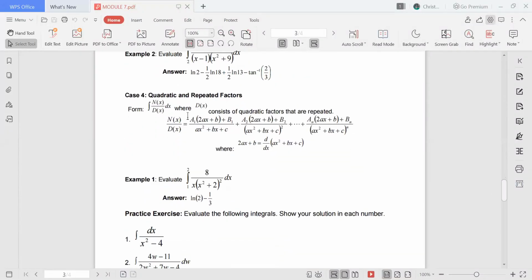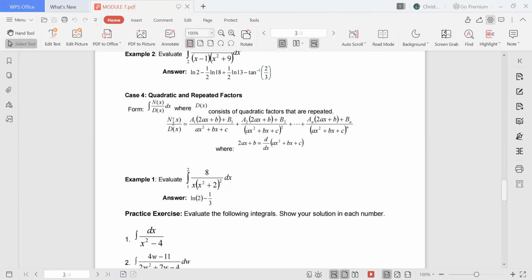Okay, so last case. I'll just give one example for case 4. Case 4 is quadratic and repeated factors. The form is the integral of n of x over d of x dx, where d of x consists of quadratic factors that are repeated. So it's like case 2, it's just that some of the factors are quadratic. Okay? And of course repeated.